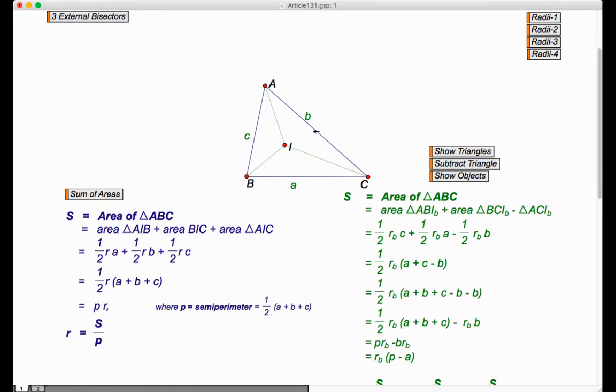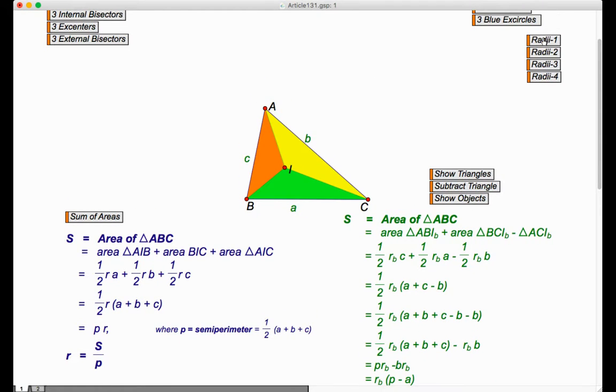I could divide this into three triangles, and here are the three triangles. The orange triangle, the yellow triangle, and the green triangle. So the area of the big triangle ABC is equal to the area of the orange one plus the area of the green one plus the area of the yellow one. Area of triangle AIB, area of triangle BIC, plus area of triangle AIC.